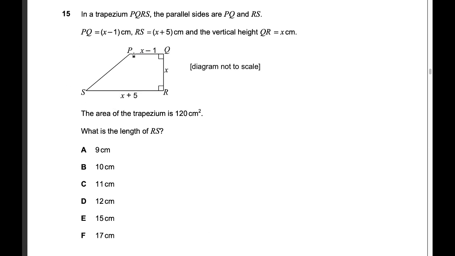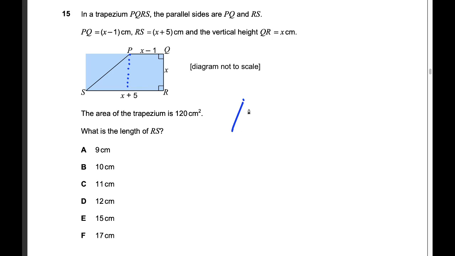Okay, a trapezium, and it's given us the area, it's given us the side lengths all in terms of x. We can use the equation for the area of the trapezium, or if you don't know that, you can just use a rectangle plus a triangle to work this out. That will also work. You do have to make the extra step of working out the base of this triangle. So I'm just going to use the formula.